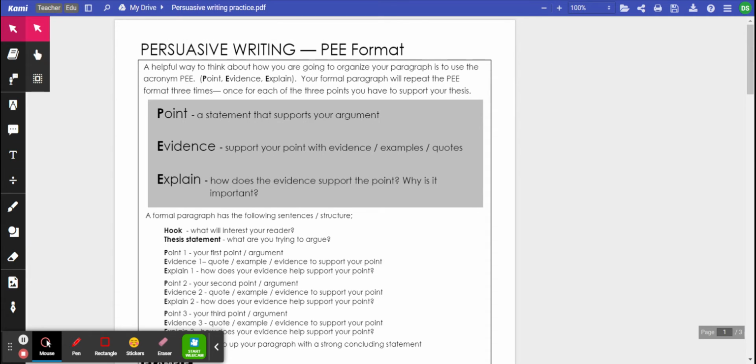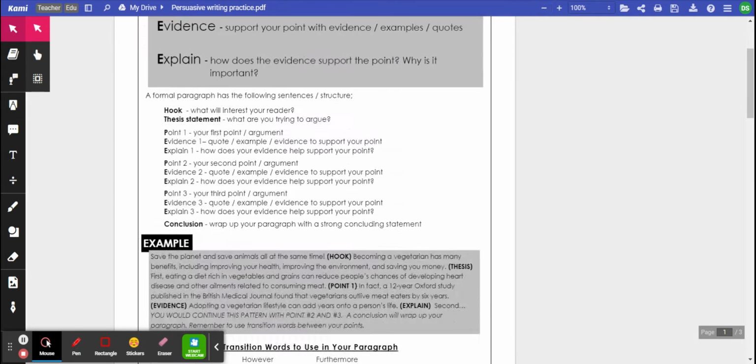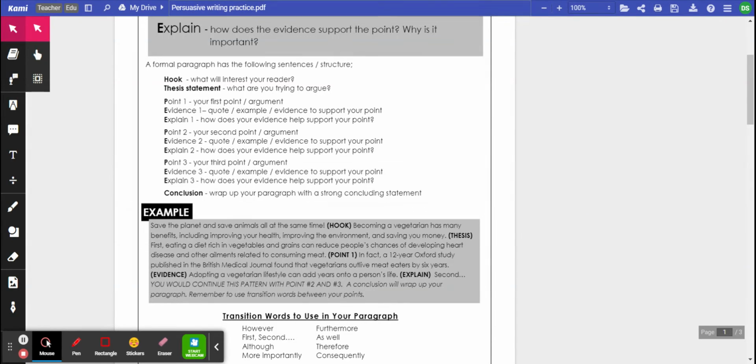This is usually what a formal paragraph looks like if we're just doing a singular paragraph of persuasive writing. You would open up your paragraph with a hook, then you would put your thesis statement. Then you're going to do P part 1, so your point, your evidence, and your explanation. Then you would plug in P part 2, point, evidence, explanation, and then P part 3, point, evidence, explanation. Okay, and then you wrap up your paragraph with a conclusion.